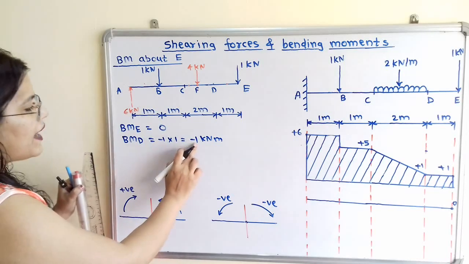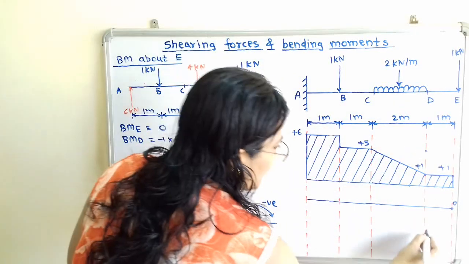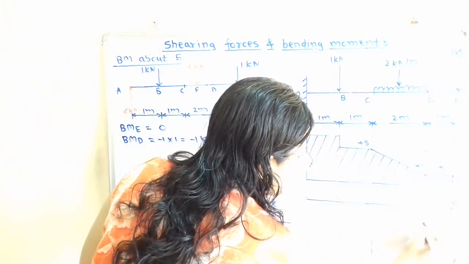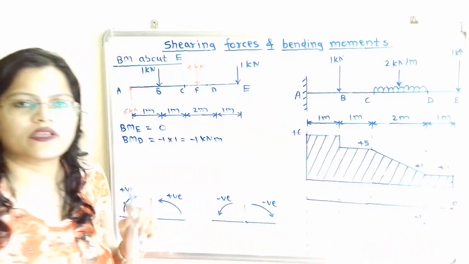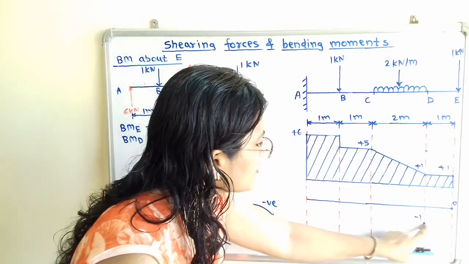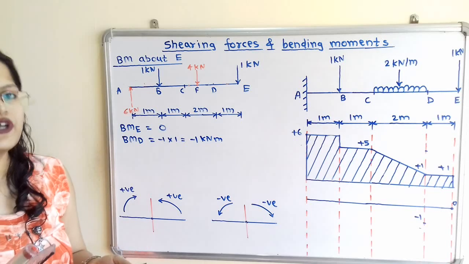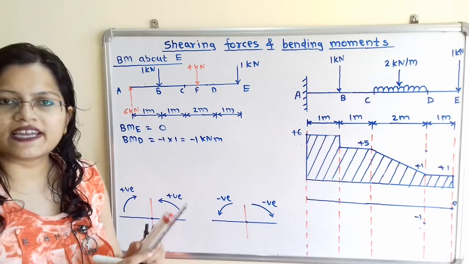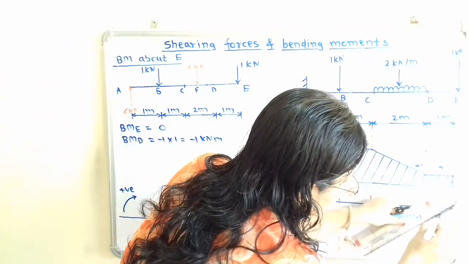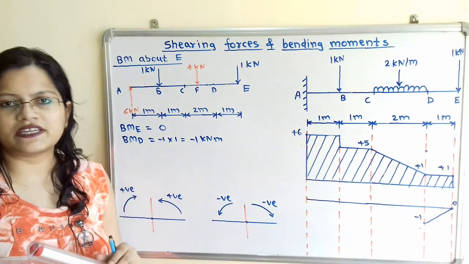So we have to mark -1 at point D. So here is the point D, and I will mark here the point -1. Now how to join this point E and D? Here this value varies linearly with distance. So we have to show the inclined line. From 0 to -1 I will draw here an inclined line, and this is known as linear law.